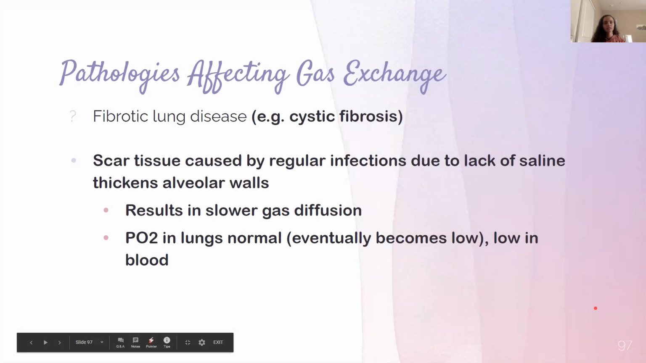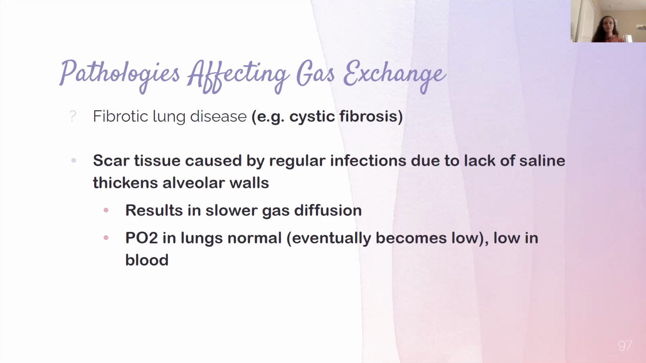Next one is fibrotic lung disease, and an example of this that we talked about is cystic fibrosis. We have scar tissue that forms due to regular infections, again caused by lack of saline. So this results in slower gas diffusion, and then the partial pressure of oxygen in the lungs is normal. Eventually it becomes low, but starts off being normal, and then it's always low in the blood.